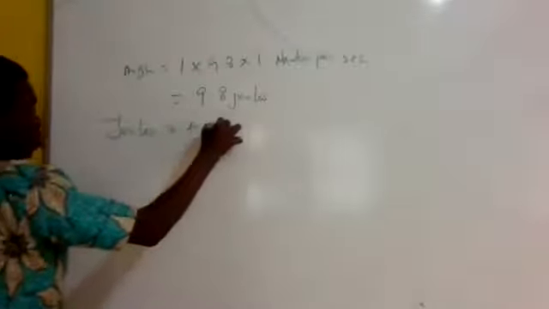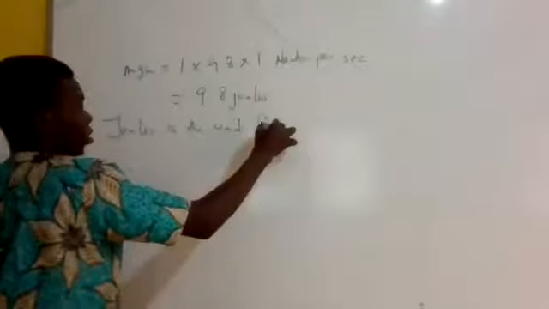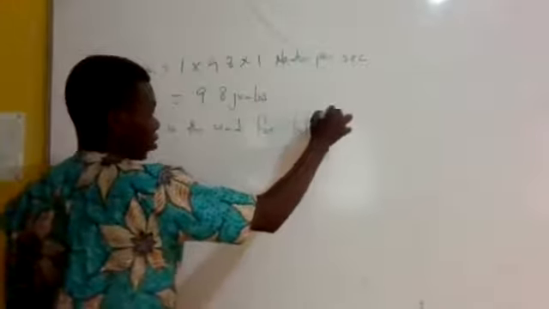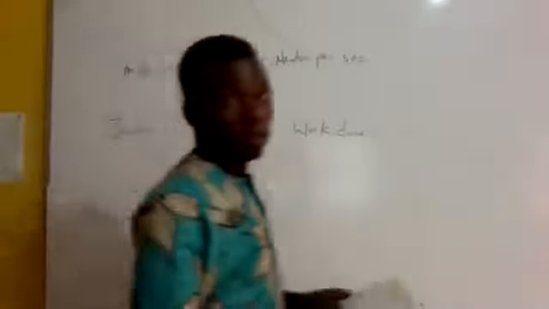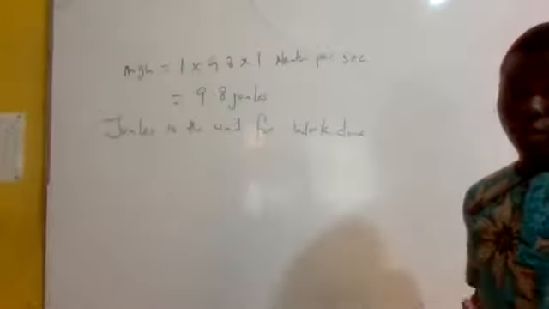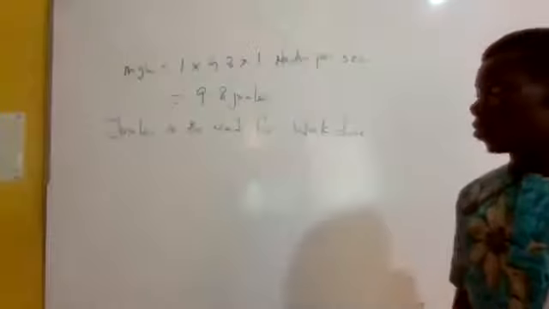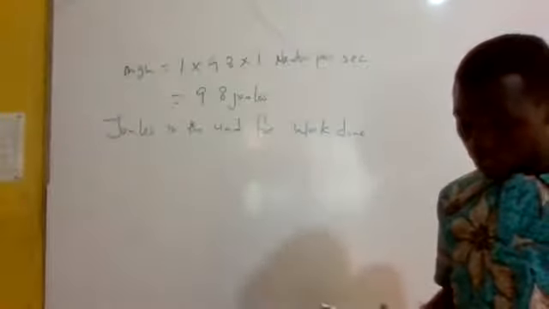So now joules is the unit for work done. Do you understand me? Yes. Okay. So now we are done with the gravitational force field. So now let's quickly move to friction.